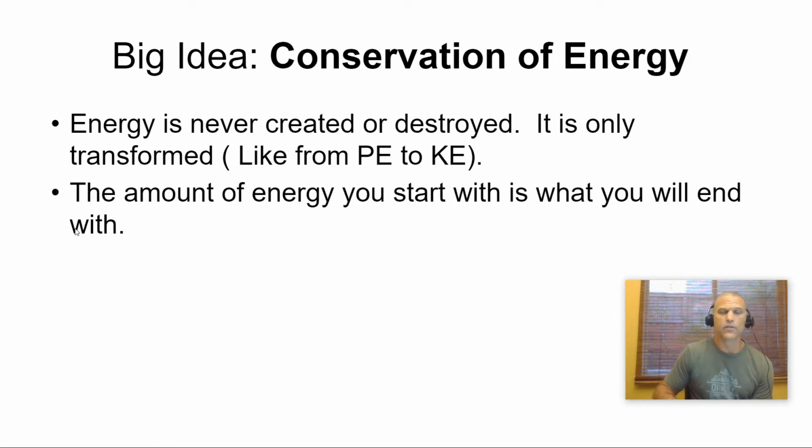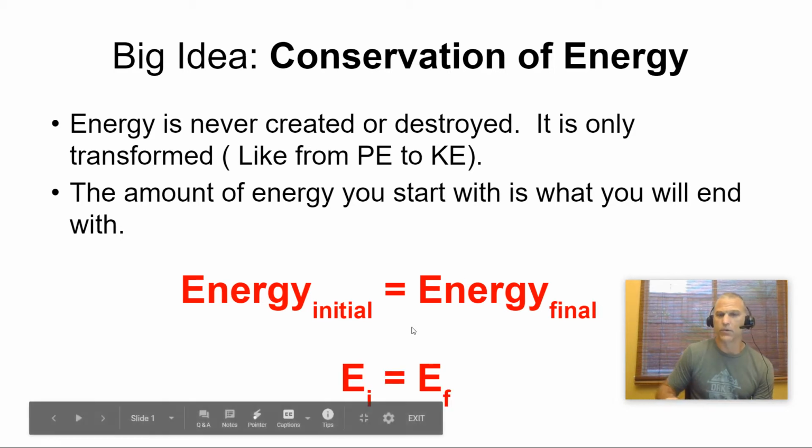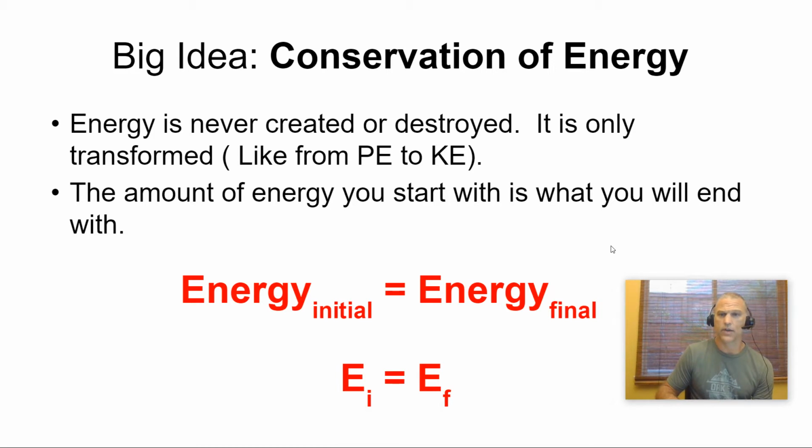Another simple way of thinking of that is whatever amount of energy you start with, and we call that amount of energy E total, is what you're going to end with. So we can write that the energy initial in the system is going to equal the final energy, and we can write that quickly as EI equals EF. And again, the idea is that energy is never lost. Whatever energy you start with is what you end with.